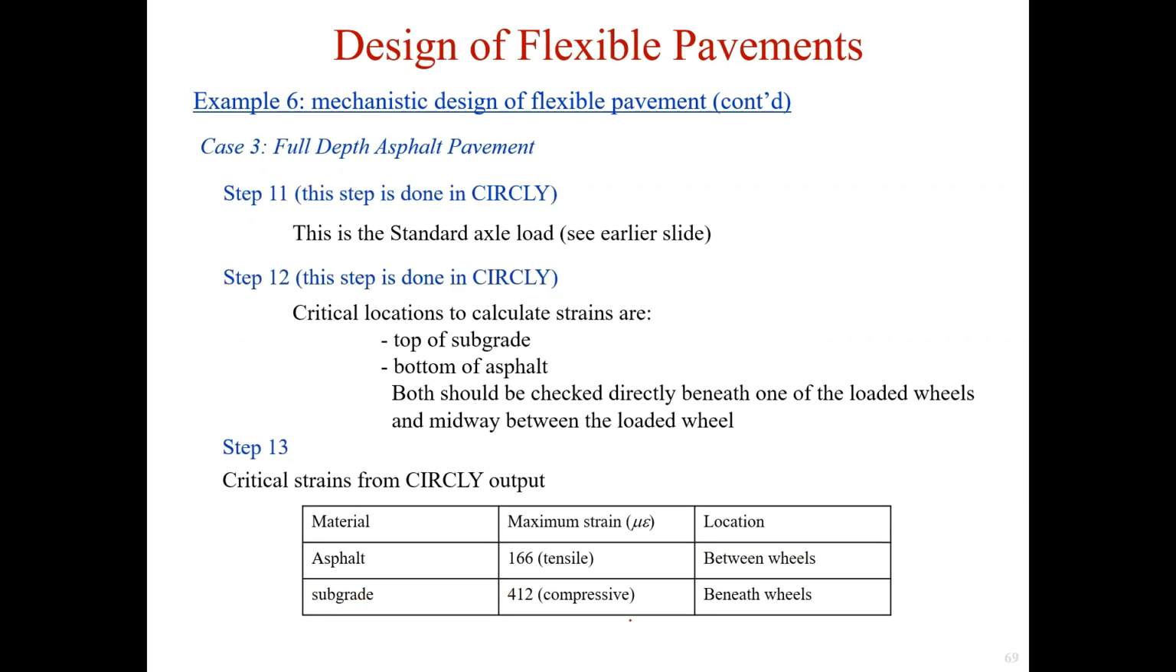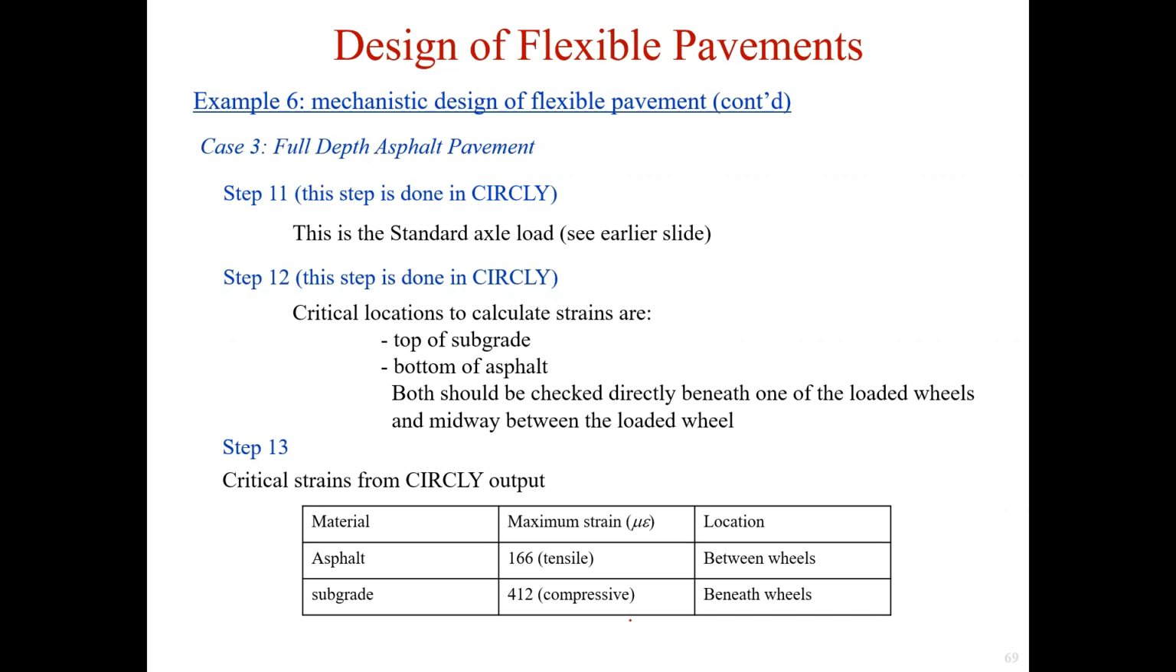Step 11 is to assume approximate standard axle loading. Step 12 is to determine 2 critical locations, the top of subgrade and bottom of asphalt, to calculate strain from CIRCLY software, both for directly beneath one of the loaded wheels and midway between the loaded wheels. From CIRCLY software, we are able to obtain the maximum strain for asphalt and subgrade in step 13, and the results are shown in the below table.